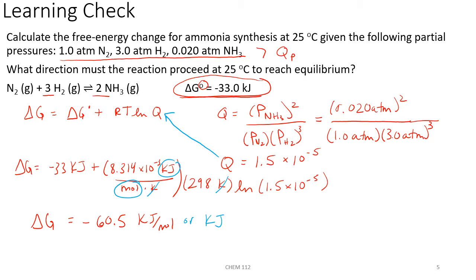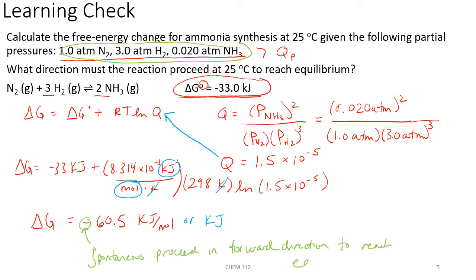And we have a negative value out front of our delta G, so this tells us the reaction is going to be spontaneous at these non-standard state conditions. So that means that when we have the given partial pressures that the equation gave us, this reaction will proceed in the forward direction to reach equilibrium. Or in other words, it'll proceed to the right and make more ammonia, and some of the nitrogen and hydrogen will get used up.